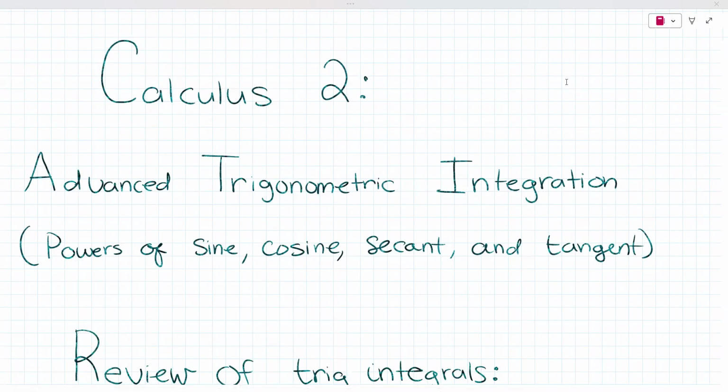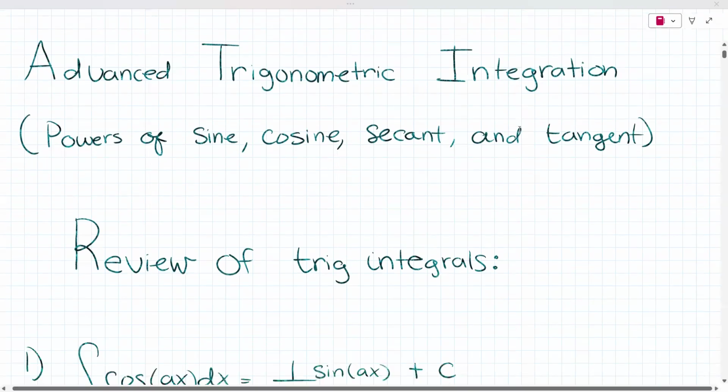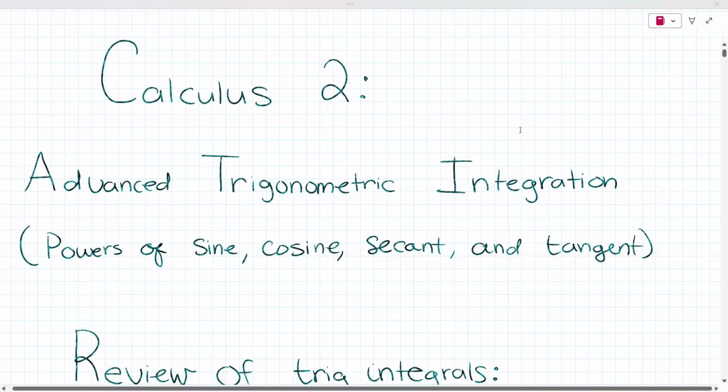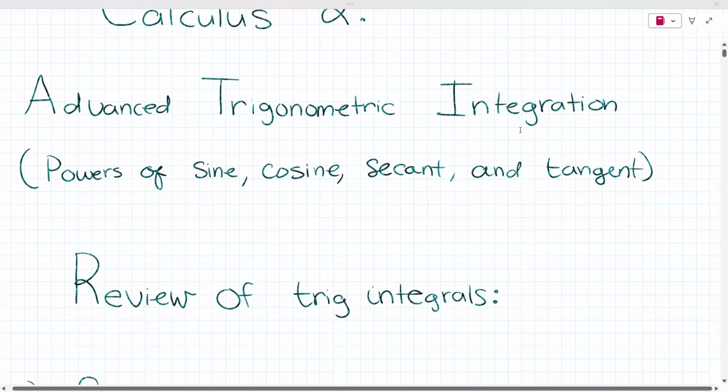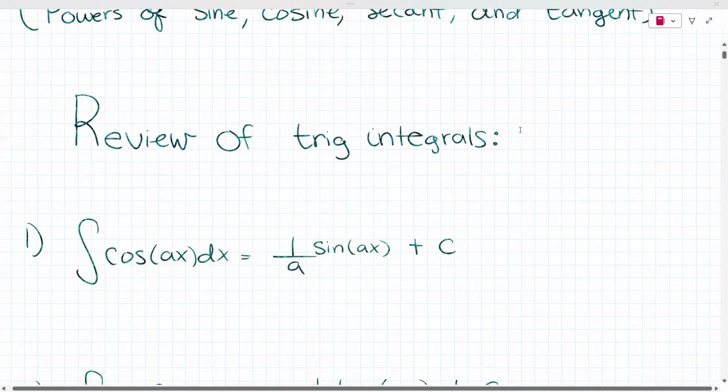So what happens when you have an integral of both sine and cosine, or both secant and tangent? What would be the correct u substitution? So that's what we're going to go over today. There's a little trick we could use to figure out the correct u substitution. But before we move on, let's review some trig integrals. So we need to write this down.